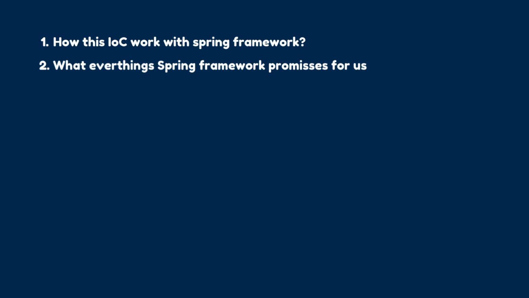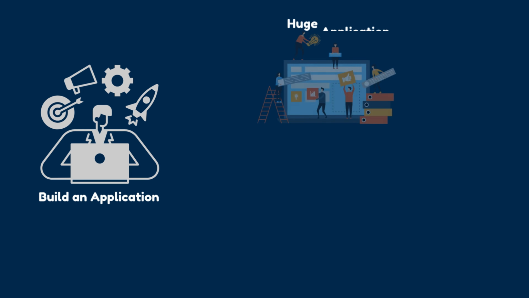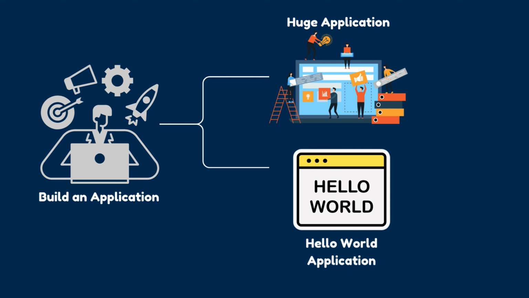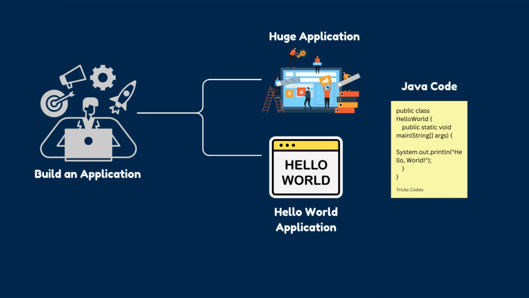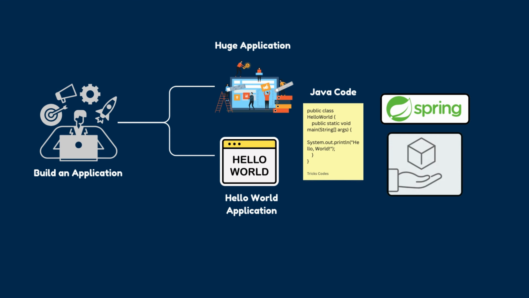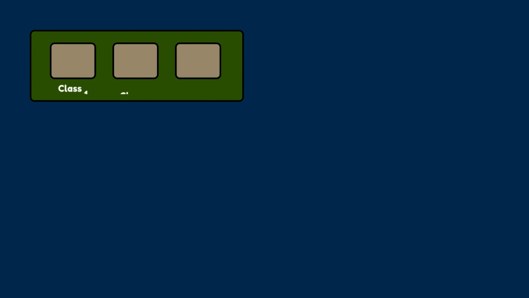So let's say you want to build an application. This can be any application. It can be a huge application or it can be a hello world application. For this, we have our own Java code with us. And then to make it work, Spring says it will create an object for each class, for however many classes we have. We are quite happy because we don't want to create the objects manually for each and every class. Now, let's say we have three classes in our project.